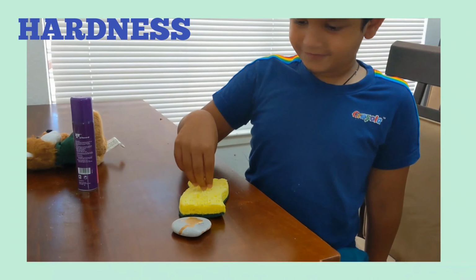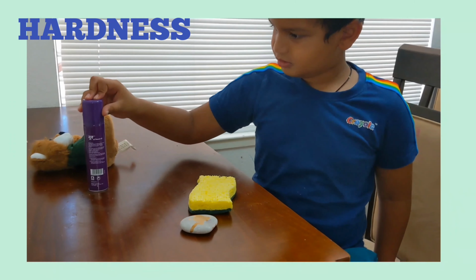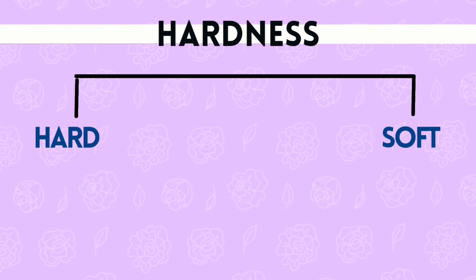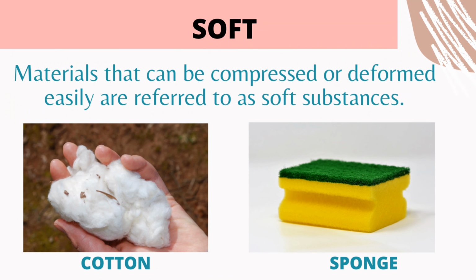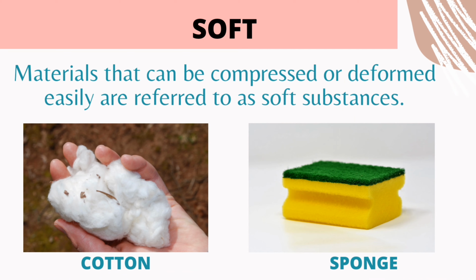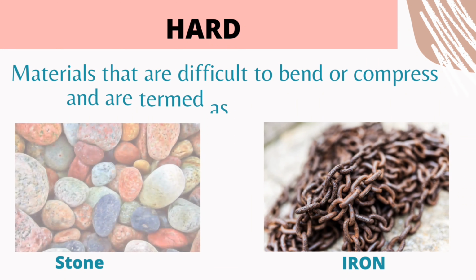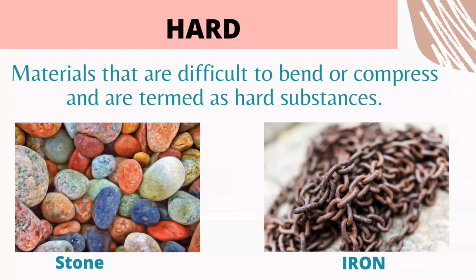Take a few materials and press them with your hands. Some of them may be hard to compress while others can be compressed easily. On the basis of hardness, materials are of two types, hard and soft. Materials that can be compressed or deformed easily are called soft substances like cotton and sponge, while materials that are difficult to bend or compress are called hard substances like stone and iron.